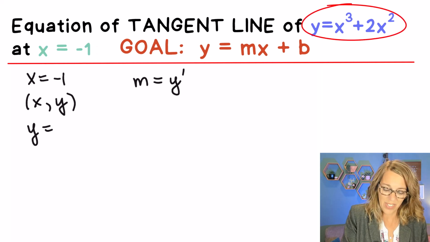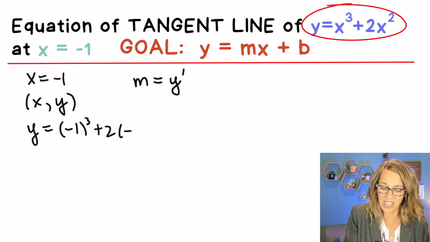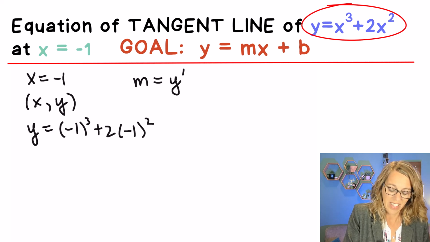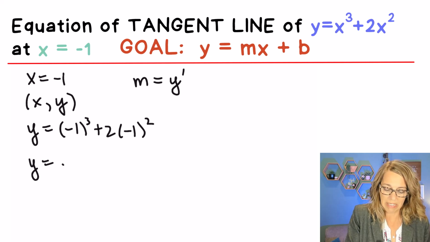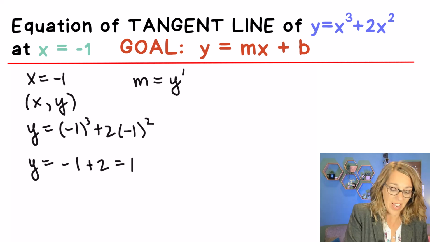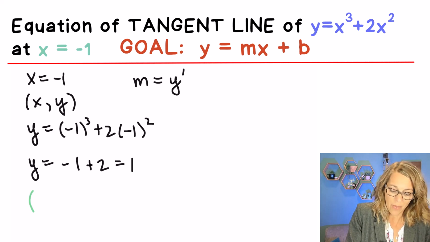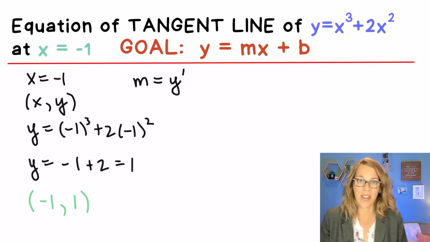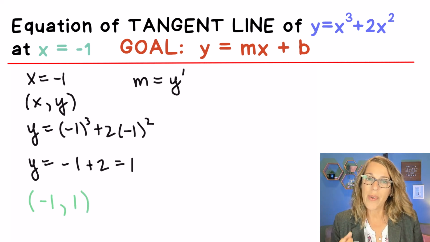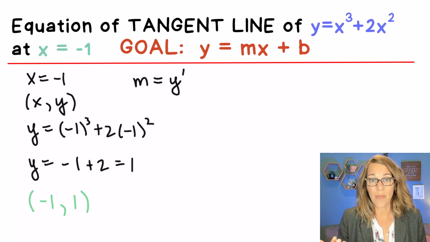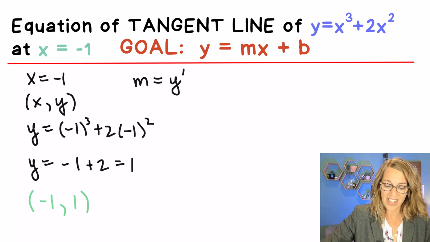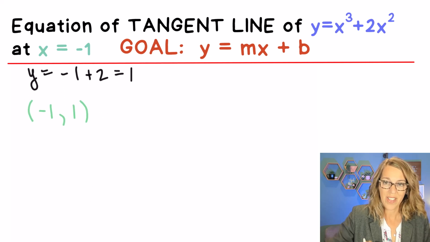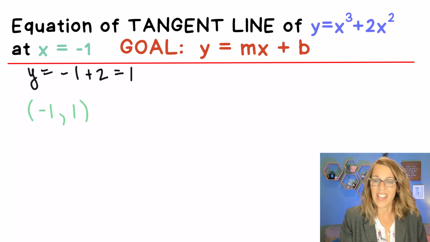So y is equal to -1 cubed plus 2 times -1 squared. That's going to give me y is equal to -1 plus 2, and we end up with 1. So that point that we're looking for, x is -1 and y is +1. So we've got our point, but we also need to find the slope. And the slope is just that derivative. So I'm going to take our function and find the derivative.